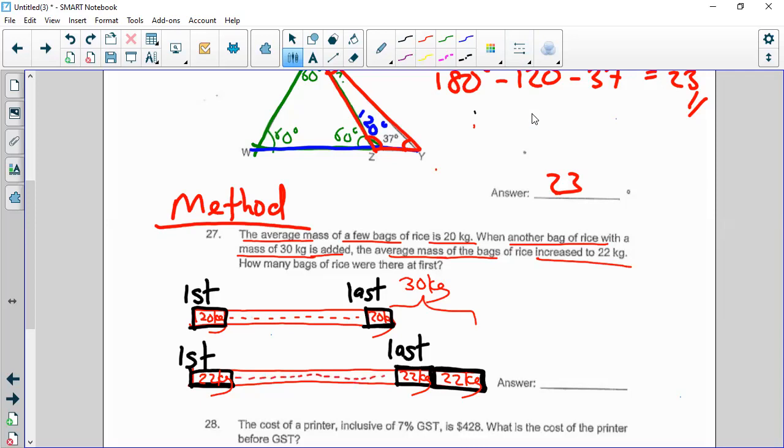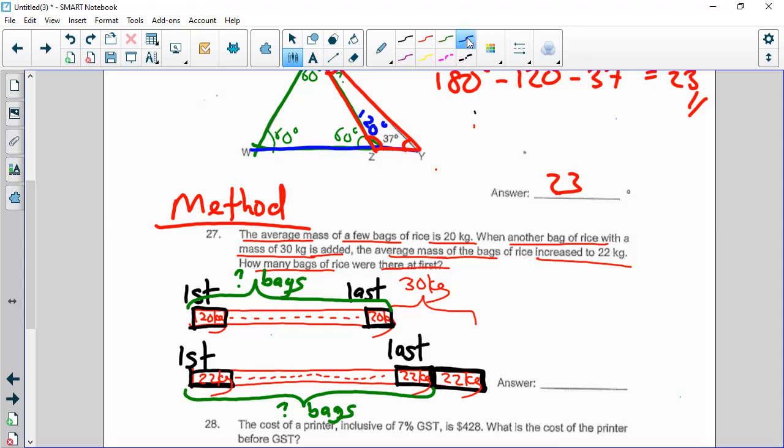Okay, so how many bags of rice were there at first? Can we find how many bags at first? Yeah, we can find it already. How do we find it? Use the model to find. So this is the question mark. How many bags at first? Or you can even put your question mark over here. How many bags at first? Yep. Correct. This is your model. And now we can solve. All right, so open your eyes big.